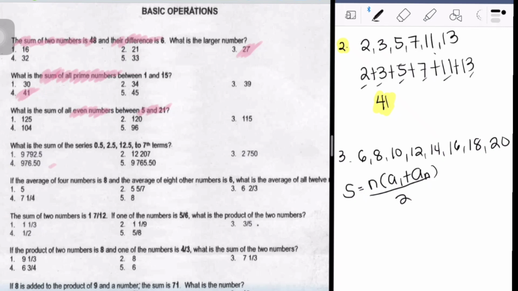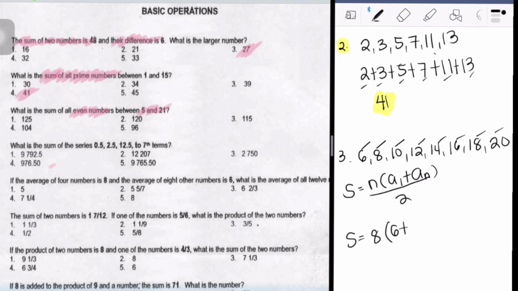So para makuha natin to, we have S is equal to N. Ilan ba ang term meron tayo? How many terms do we have in this sequence na may even numbers? So 1, 2, 3, 4, 5, 6, 7, 8. So there are 8. Multiply to A sub 1, that means yung ating first term. Ano ba yung first term ng ating sequence? And that is 6. Okay, 6.